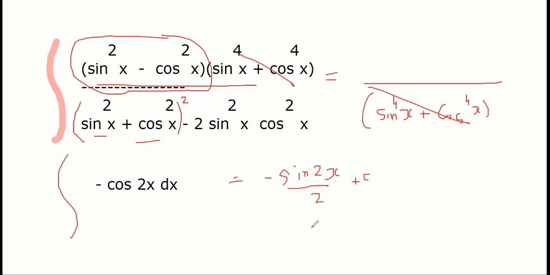So mostly what we used here is algebra, a lot of algebra: a square minus b square equal to (a plus b) into (a minus b). Secondly, we used sin square plus cos square equal to 1. And thirdly, we used cos of 2x is cos square x minus sin square x. A lot of trigonometry. That's it.